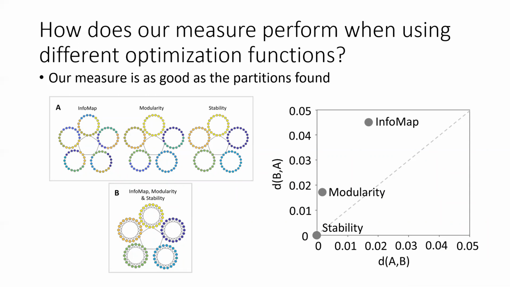We also want to point out that this shows we can't compare a distance value found using stability on two networks to the comparison of another two networks using a different quality function. In order to make these distance values comparable, we have to use the same quality function, or at least understand why they might be different.